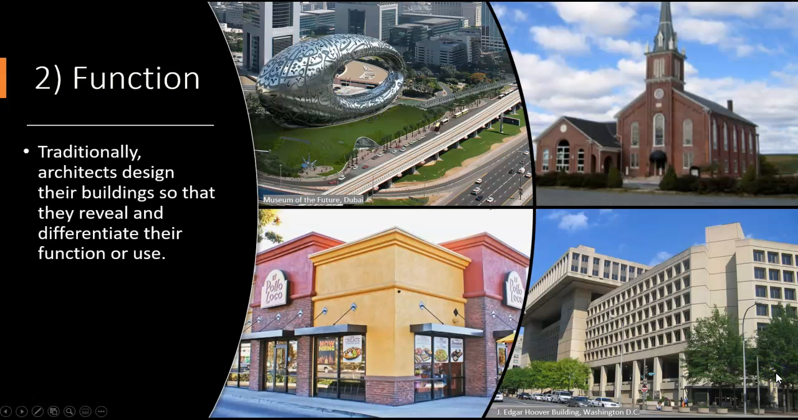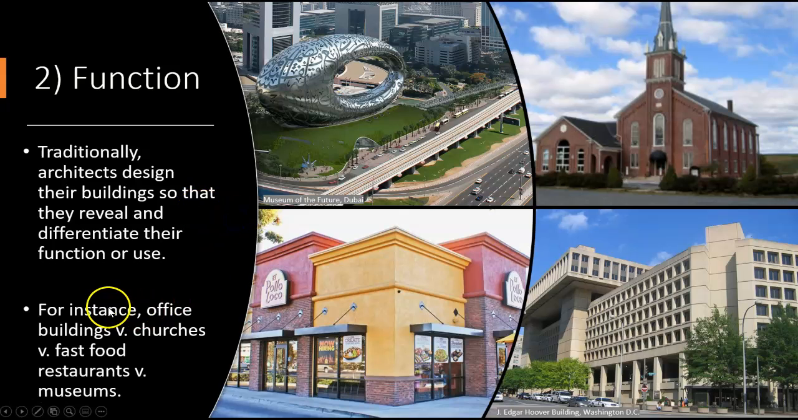Function. Right? Traditionally, architects design their buildings so that they reveal and differentiate their function or use. For instance, office buildings versus churches, versus fast food restaurants, versus museums. They all have a certain look to them that helps to reveal what the building is for, what it's used for, and how the building functions. So imagine, for instance, this is the Museum of the Future in Dubai, real quickly though, versus the J. Edgar Hoover building in DC.